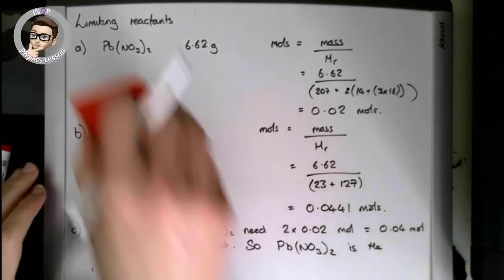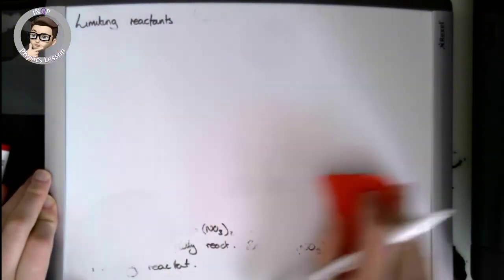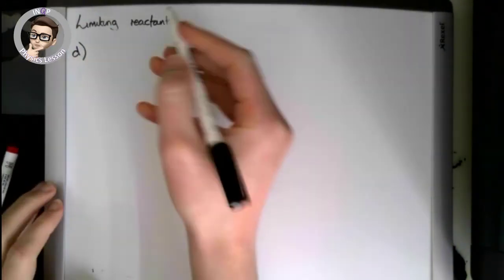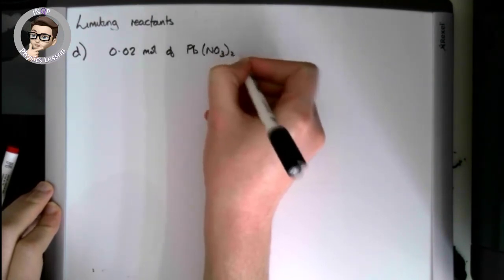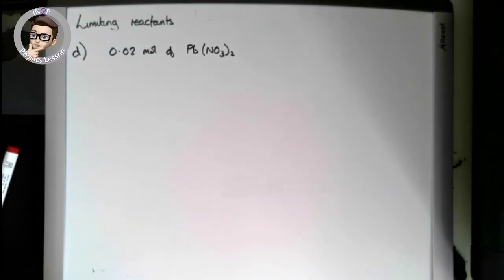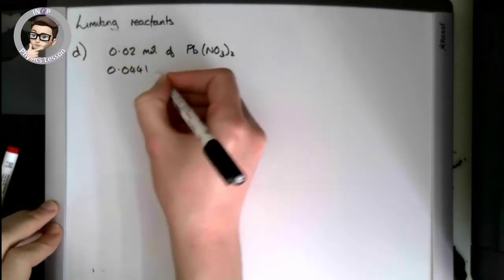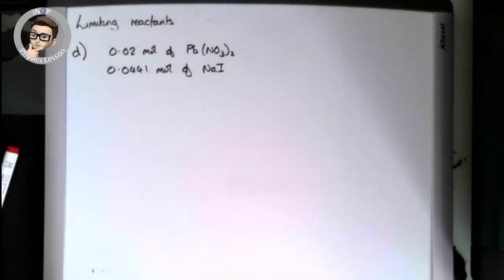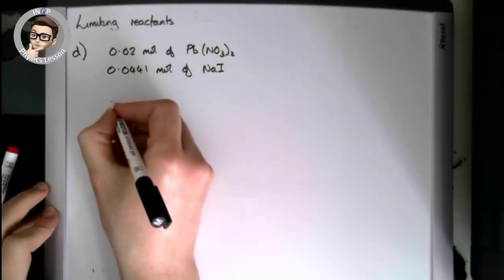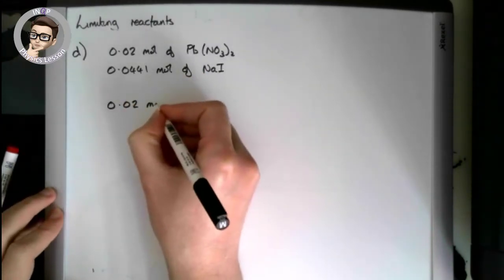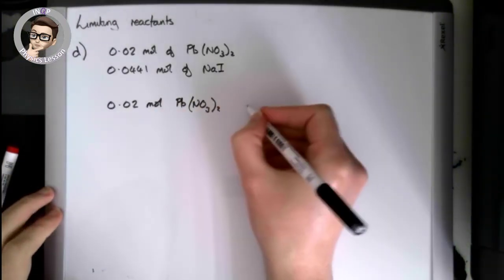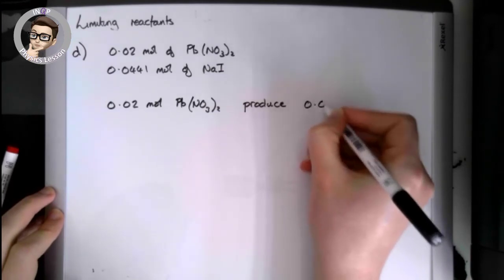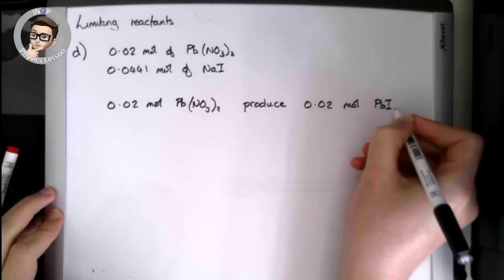Okay, so we're going to use that now as the final part of this question to work out the maximum mass that we're going to be able to calculate. So part D here. So maximum mass, we know we've got, let me write this down again, 0.02 mole of lead nitrate, Pb(NO3)2, and we know we had 0.0441 mole of sodium iodide. Okay, so let's work this out. So 0.02 mole of lead nitrate was going to be our limiting reactant. So that is going to produce 0.02 mole of lead iodide. How do we know that?